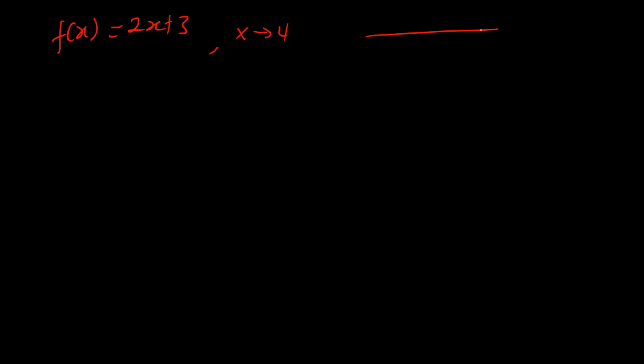So on the number line, if this is 4, this is 3, and this is 5. So we first picked from the right hand side. Now we can pick from the left hand side. So you want to start with 3.4, 3.7, 3.9, 3.99, and finally 3.999. So pick your calculator, and then we are going to plug in these values into the function.